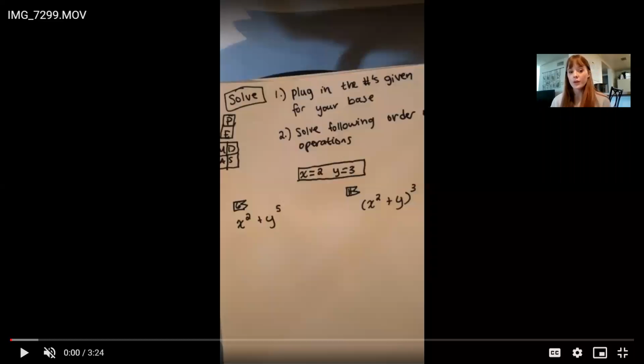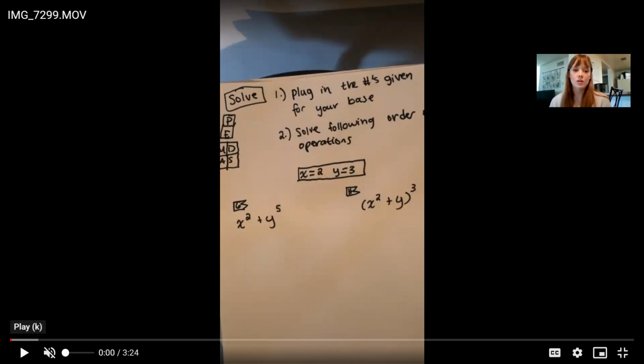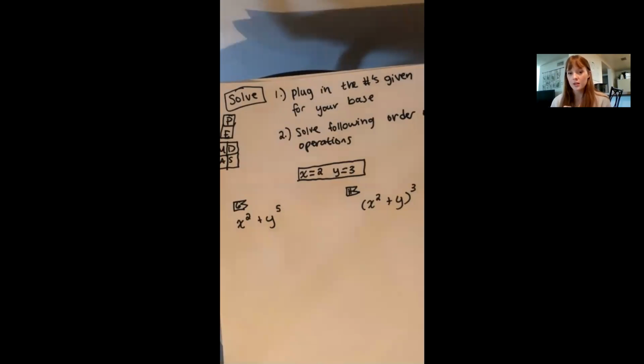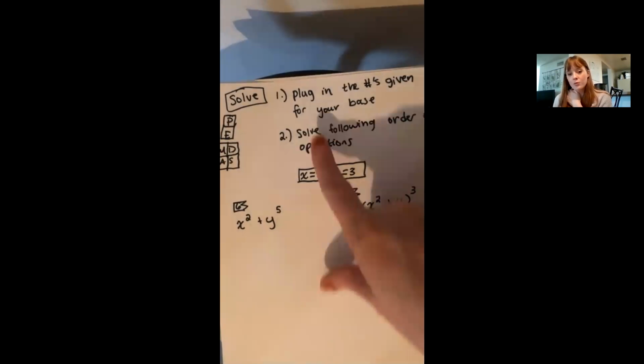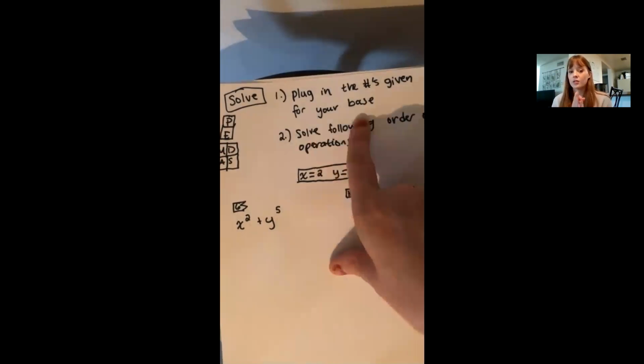All right, so now we're going to go over how to solve using exponents, and that's going to require some order of operations and plugging in some numbers, which can get a little confusing, so we're going to go over these together. So when you are solving exponents, you're going to want to plug in the numbers they give you for your base. So essentially what that means is those are the numbers they give you, and wherever you see that letter, you would put that number.